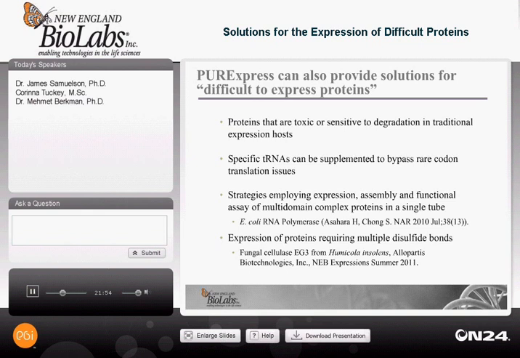The other topic that I'm going to go into more detail about is the expression of proteins requiring multiple disulfide bonds, and these can be non-consecutive bonds. This study was done by Allopartis Biotechnologies in San Francisco and will be published in the NEB Expressions Summer Edition. We also have an application note describing these studies further. This was done with the fungal cellulase EG3 from Humicola insolens.